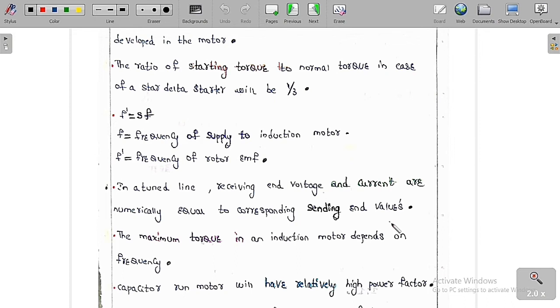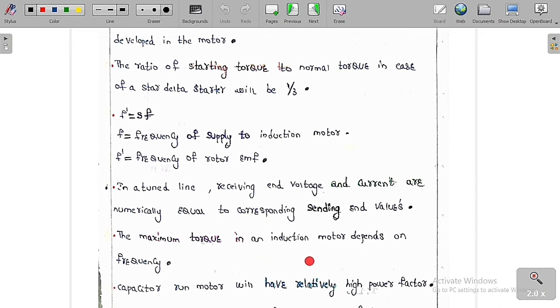A tuned line means the receiving end voltage and the current are numerically equal to the corresponding sending end values. So simply we can see that in a tuned line, the numerical value of the receiving end voltage is equal to the sending end voltage, and similarly the numerical value of the receiving end current is equal to the sending end current. This is in case of a tuned line.